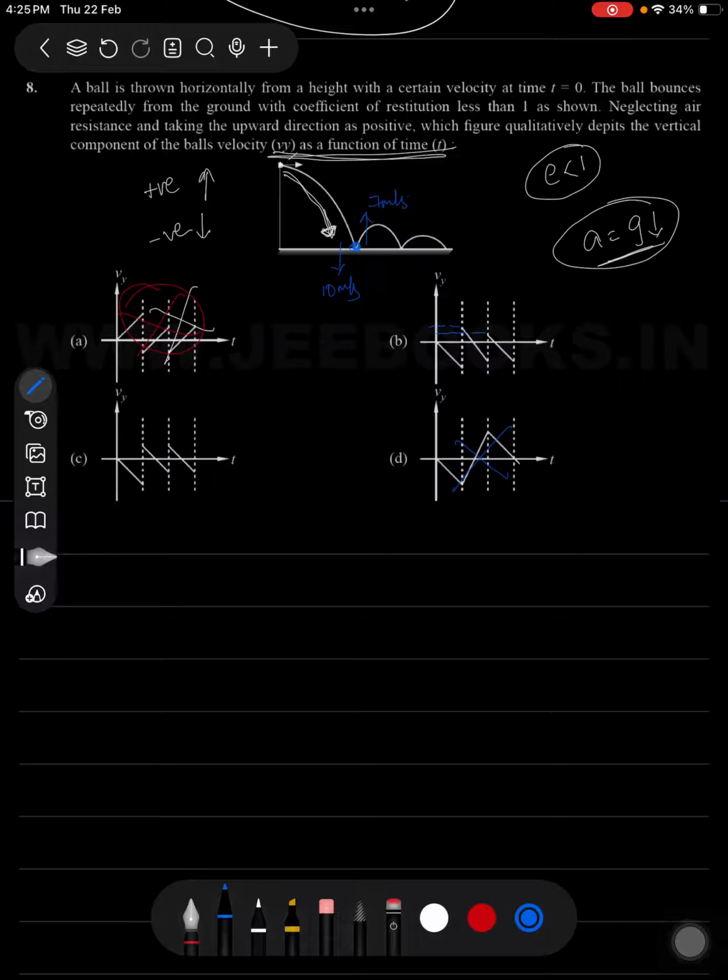after each collision. Here they are showing the same velocity after each collision. You can see after the first collision, if it is having 7, just before the second it will again have 7, and just after the second collision it may have some 5 or 6, something like that. So velocity after each collision will be continuously decreasing, which is shown perfectly in option B. So we can take B as the correct option for this question.